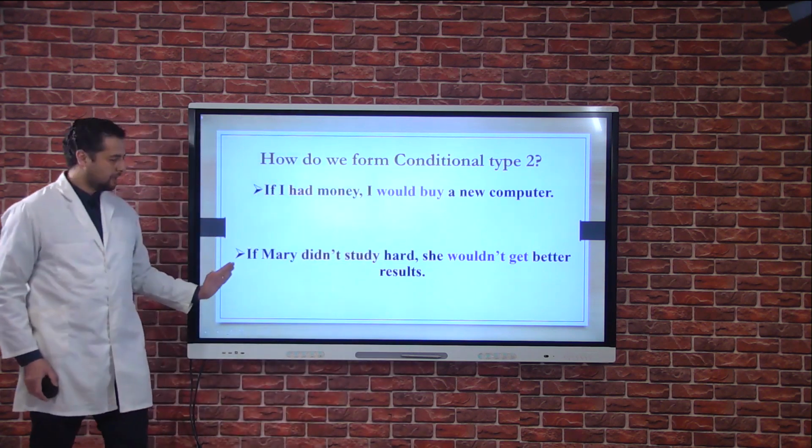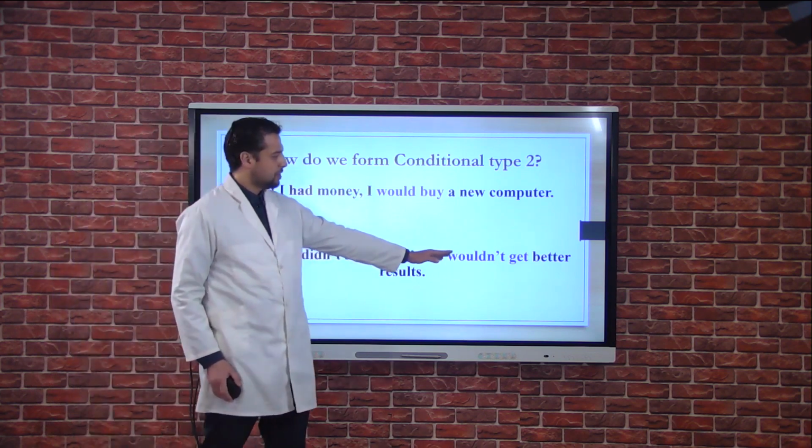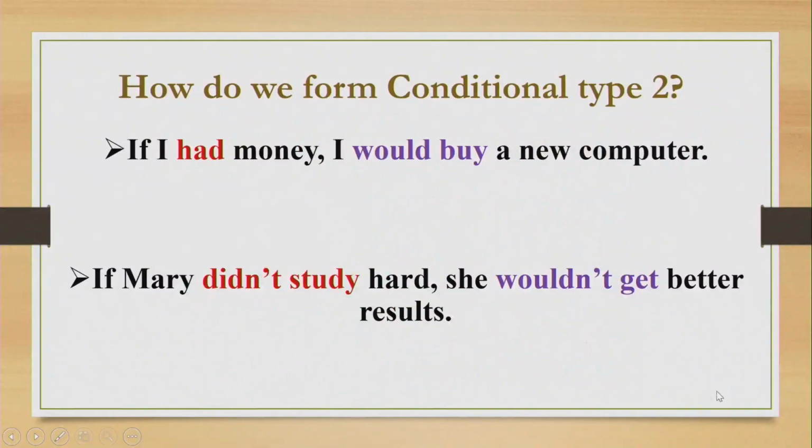Sentence number 2. If Mary didn't study hard, she wouldn't get better results. What is the verb here? That's it, it's the verb study. But be careful, what do we have before study? We have didn't, right. Let's have a look at the second part after the comma.